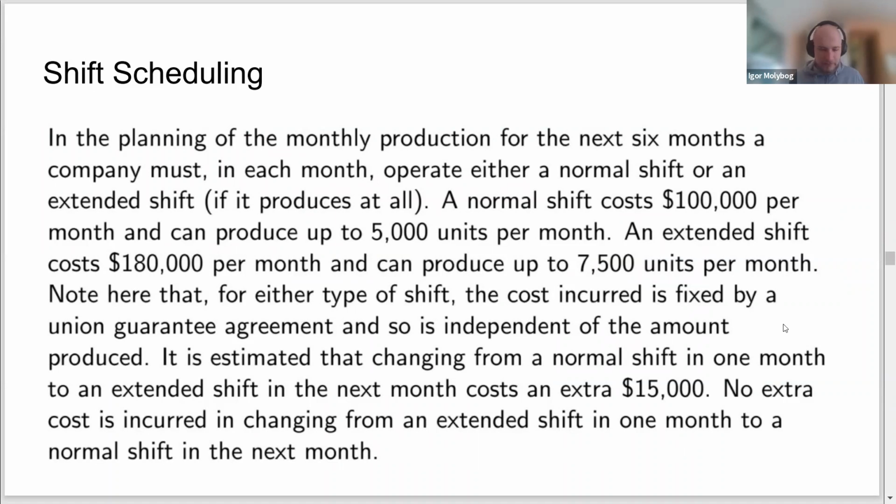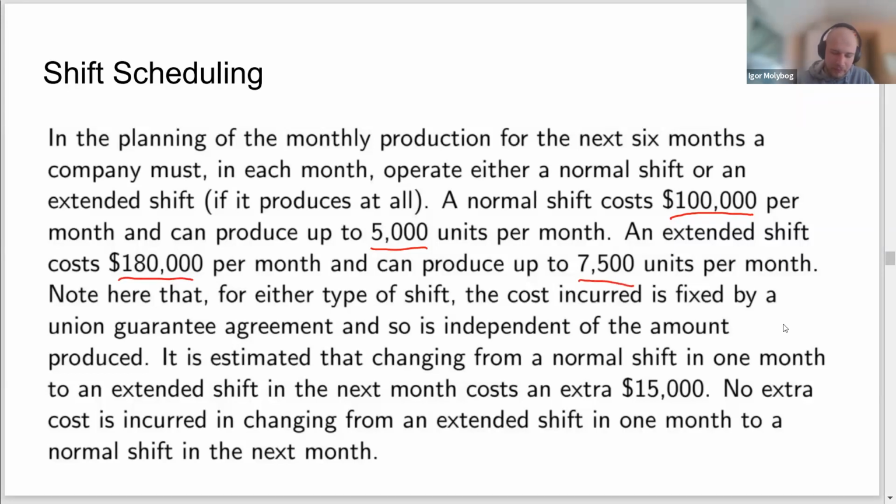Okay. Let's switch to shift scheduling. In the planning of the monthly production for the next 6 months, a company must in each month operate either a normal shift or an extended shift if it produces at all. So if it does produce something, it can operate in two different modes. A normal shift costs 100,000 per month and can produce up to 5,000 units per month. An extended shift costs 180,000 per month and can produce up to 7,500 units per month.